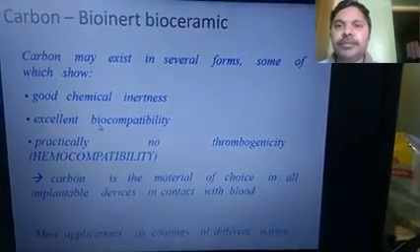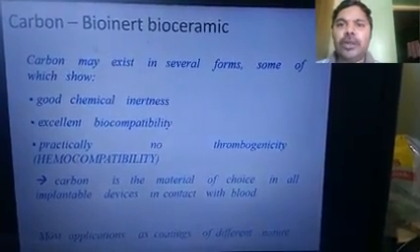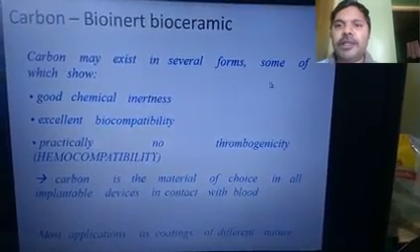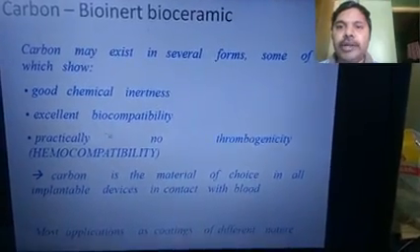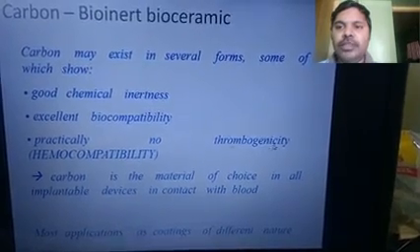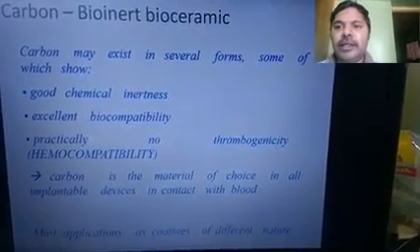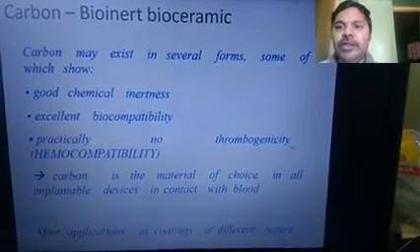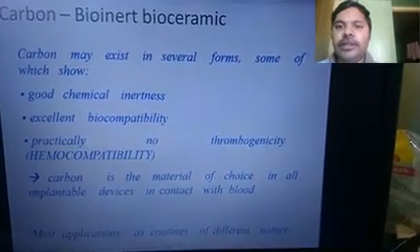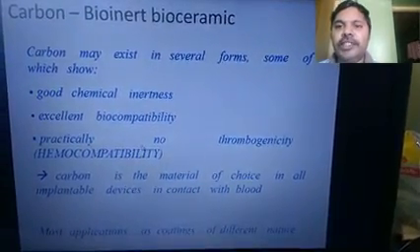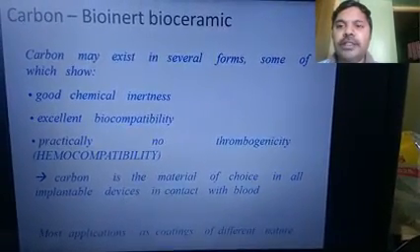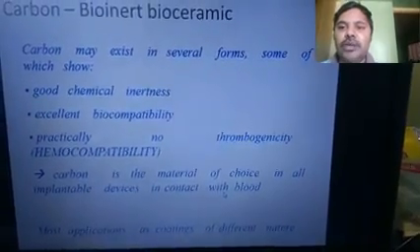The next slide. So here if you see carbon, carbon is one of the examples of bioinert bioceramics. Carbon may exist in several forms, some of which show good chemical inertness, excellent biocompatibility, practically no thrombogenicity. So what is thrombogenicity? Thrombogenicity is nothing but thrombus. When you implant a bioinert material or any material, it may react with the blood and form a blood clot. That is called thrombogenicity, blood clot. So when you implant a carbon material, there will be practically no thrombogenicity. So carbon is the material of choice in all implantable devices in contact with blood. Most applications have coatings of different nature.